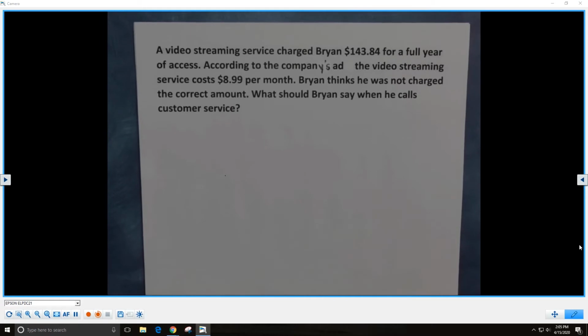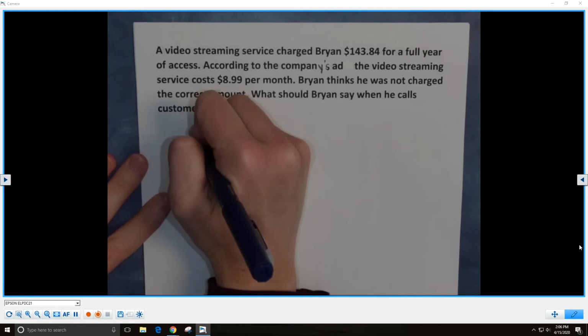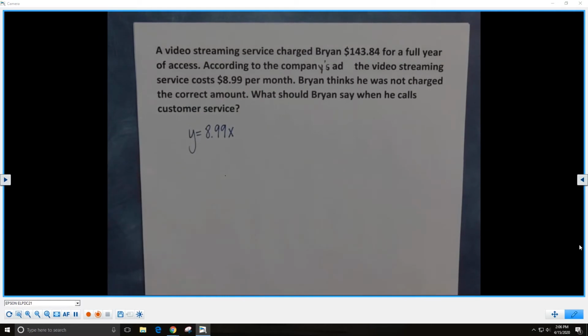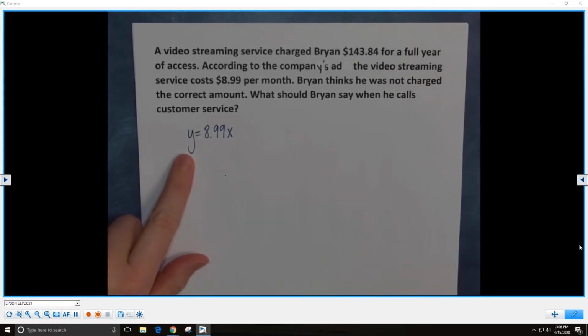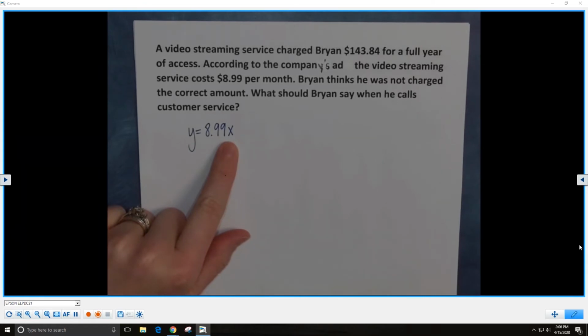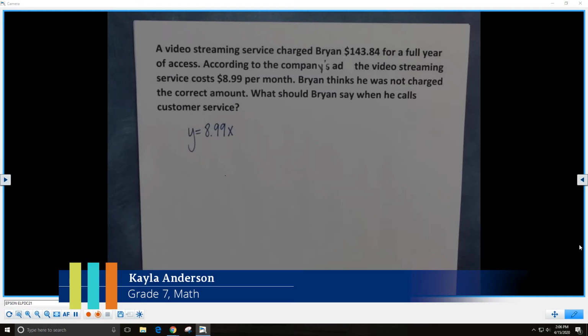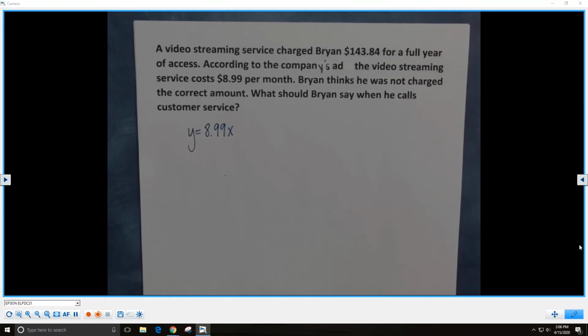What equation did you create? Since the rate is $8.99 a month, a possible equation is y equals $8.99x. Does that one look like yours? All right. So what do the x and y variables represent in the equation? Right. The y variable is the cost after x amount of months. Since Brian has paid for a full year of service, how many months should he have been charged for? Correct. There are 12 months in a year, so Brian should be charged for 12 months of service.